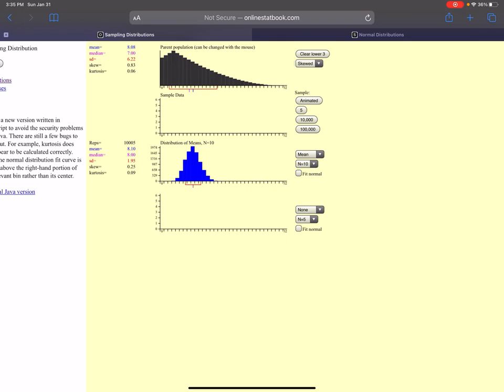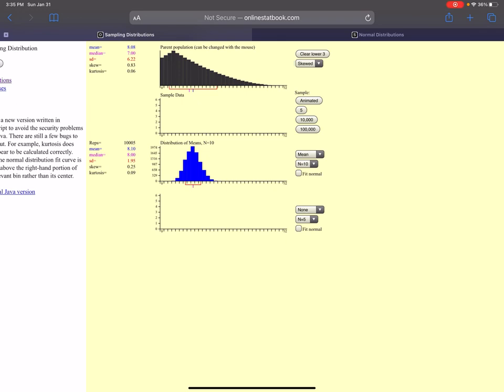It's unimodal, it stacks up in the middle, it's less variable. Notice the center does not change, okay? It's pretty much centered in the same spot because the central limit theorem doesn't have anything to do with where that center lands. It has to do with shape and it has to do with variability.